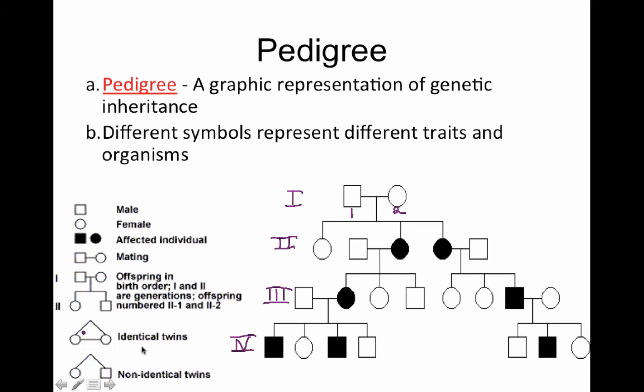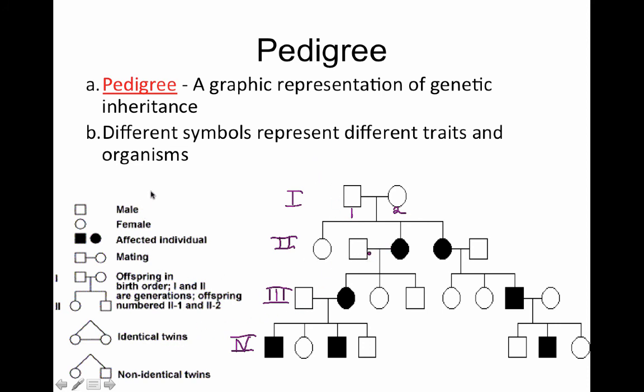And twins, if we ever have that, can be represented with a separate crossing here. Non-identical twins, same thing. They come from one parent at the same time, so they split off on an angle like that. And identical twins, like we said, are connected.